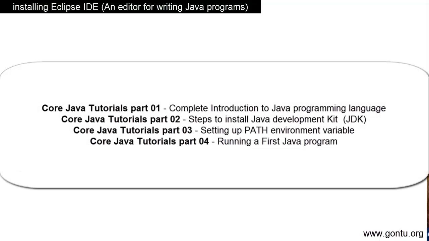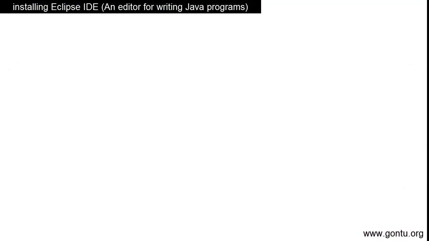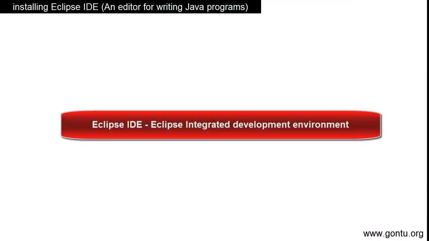In the earlier tutorials, we installed JDK, set the path environment variable and created a Hello World program using Notepad. Now we're going to download and install Eclipse IDE. Eclipse is an excellent editor which programmers use to write Java programs. You may use any other text editor like Notepad or any other text editor of your choice.